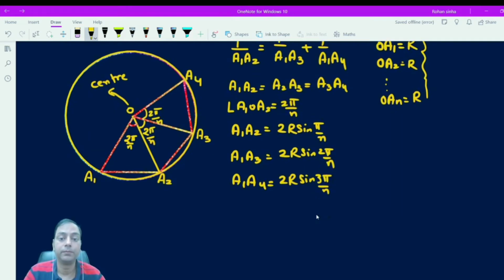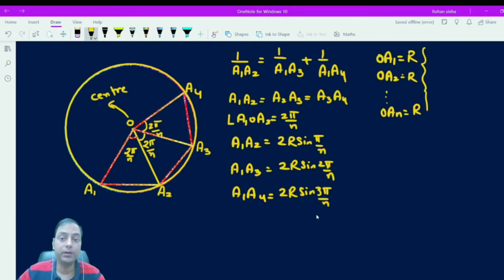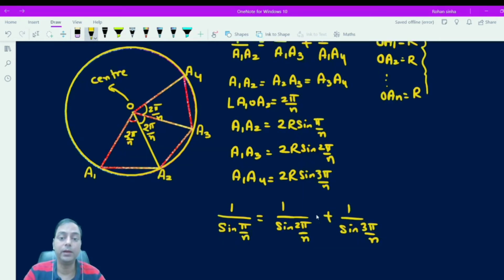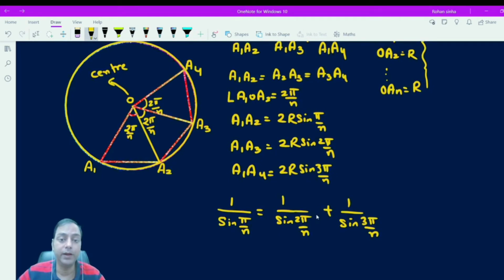Now, simply putting the values of A1A2, A1A3 and A1A4, what do we find? We find 1 upon sine pi by n is equal to 1 upon sine 2 pi upon n, and this is equal to 1 upon sine 3 pi by n. Now what I did, I have simply calculated A1A2. How is this A1A2 equal to 2R sine pi by n? It is simple trigonometry.